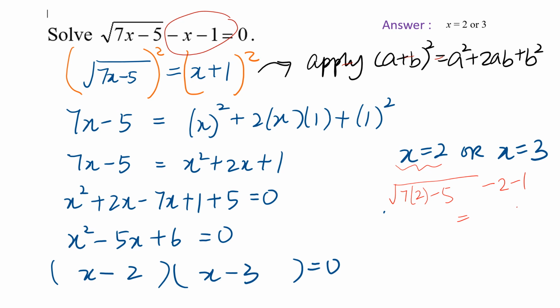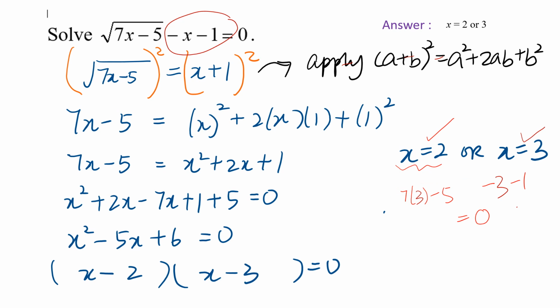7 times 2 minus 5 minus 2 minus 1. Yes, you get 0 on the right hand side. So this answer is okay. And then the next thing is that you can just substitute your x to be 3. And then you also get 0 on the right hand side. So this answer is okay.